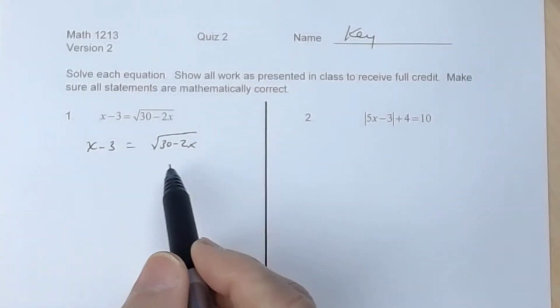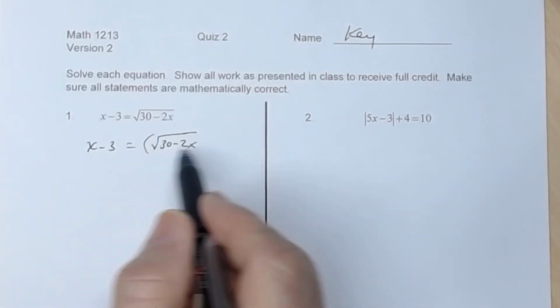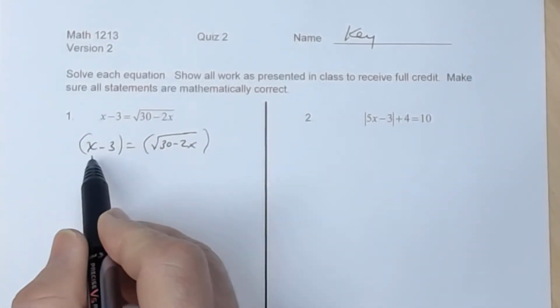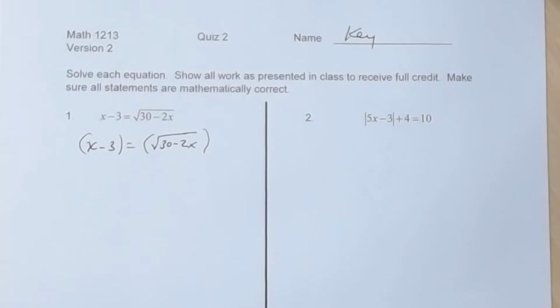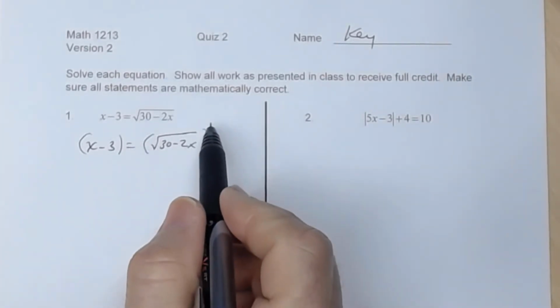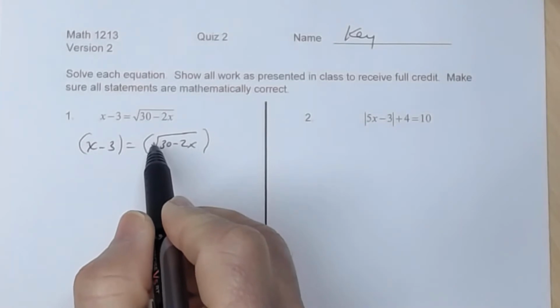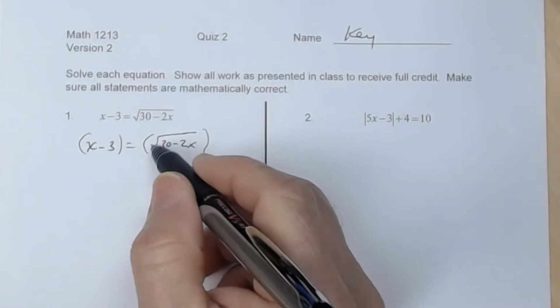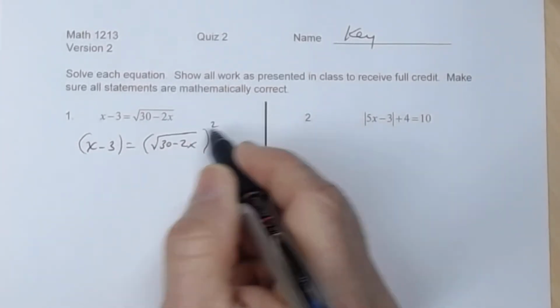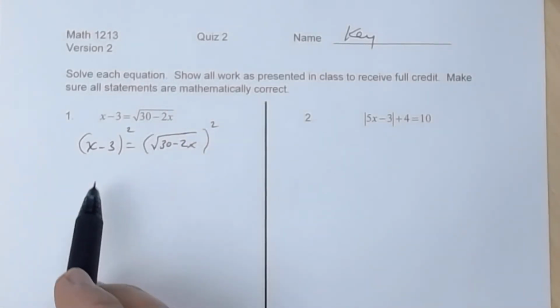When solving a radical equation, you raise both sides. Notice I enclosed the parentheses like this. You raise both sides to a power that's equal to the index. So the index in this case is 2. Square root index is 2. So I'm going to square both sides. All right, now let's go ahead and square each side.